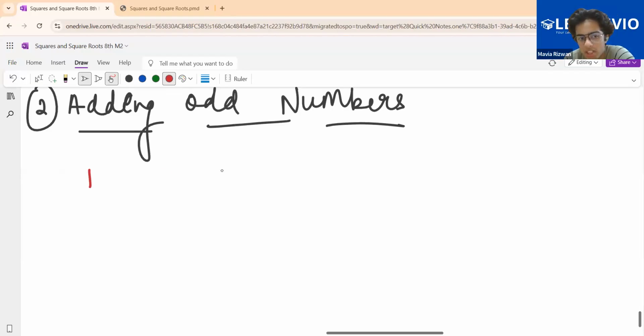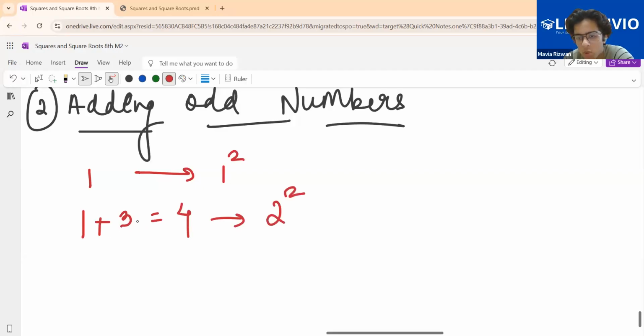1 is the square of 1. Okay, very simple. Now first odd number plus second odd number, that is 1 plus 3, which is equal to 4, and that is 2 square. Why 2 square? Because we have added two odd numbers. Now the next odd number is 5. So 1 plus 3 plus 5. Without even adding it, I can tell that these are the first three odd numbers, so this is 3 square, that is 9.